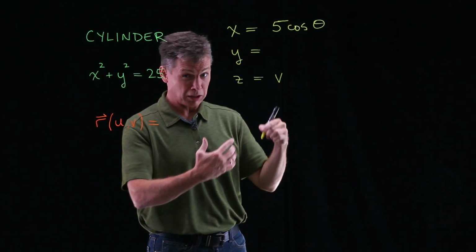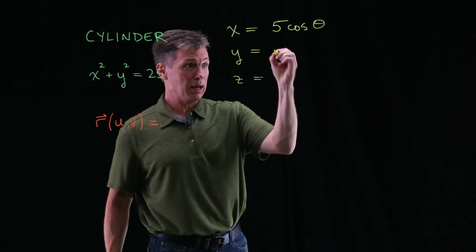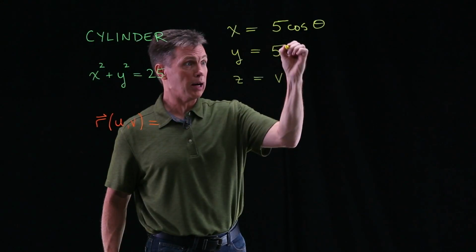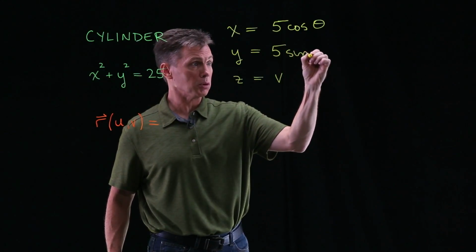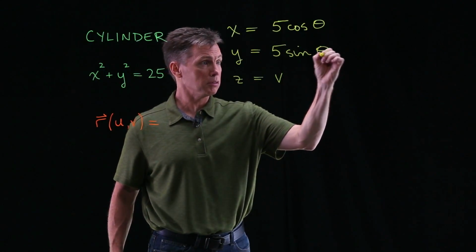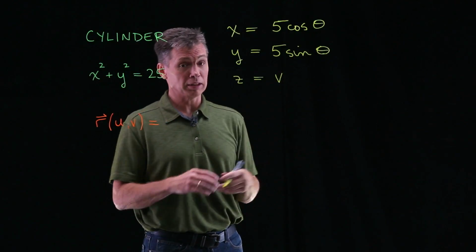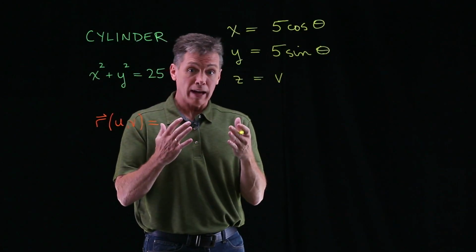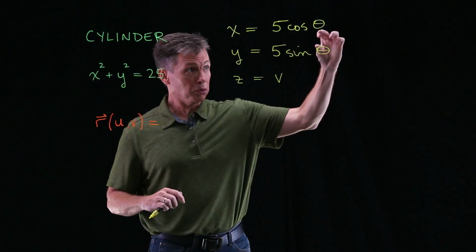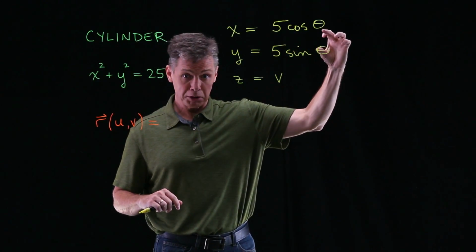And see how x depends only on theta, and I have a corresponding y for polar coordinates of 5, that's the r, times sine theta. Okay, good. So that's what tells me then that x and y both depend on this theta variable.